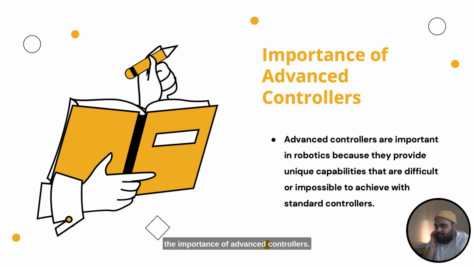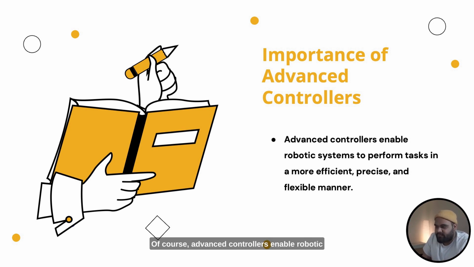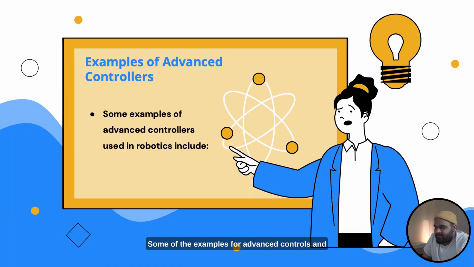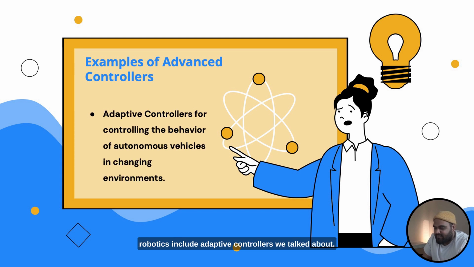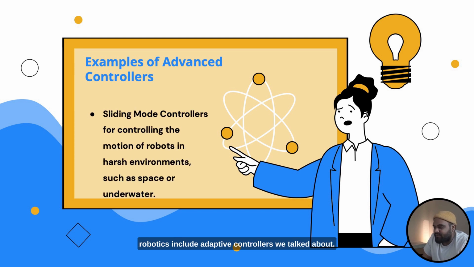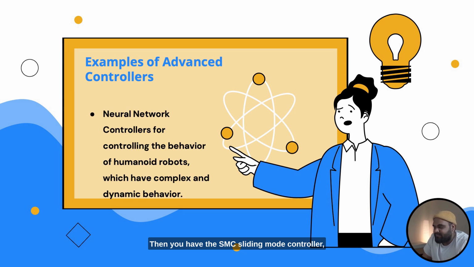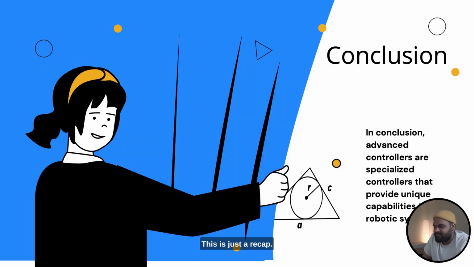Then you move on to the importance of advanced controllers. Why do we even need such controllers? Advanced controllers are important in robotics because they provide unique capabilities that are difficult or impossible to achieve with standard controllers. They enable robotic systems to perform tasks in a more efficient, precise, and flexible manner. These are all very important words: efficient, precise, and flexible. If you don't have these, then it's a problem. Some examples of advanced controls in robotics include adaptive controllers, which we talked about, then the SMC, sliding mode controller, then the neural network controllers. This is just a recap.